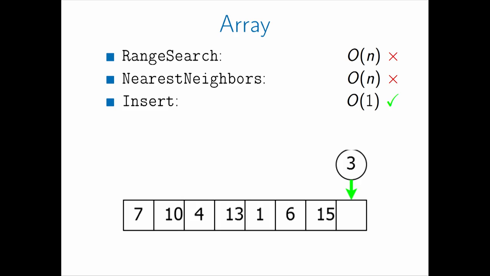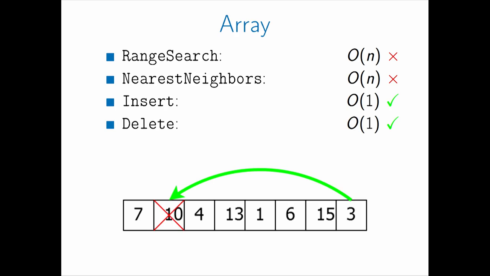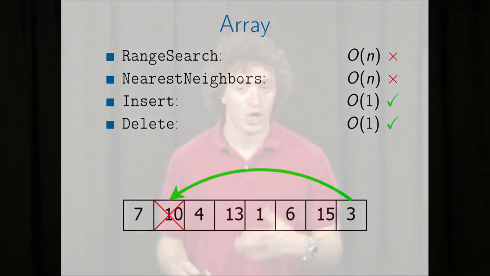On the other hand, arrays, at least if they're expandable arrays, are still fine with insert and delete. To insert a new element, you just add it to the next square over at the end. To delete, you can't just remove it from the array, because then you'd leave a gap. But if you take the last element and move it over to fill the gap, once again, this delete operation is O(1) time.